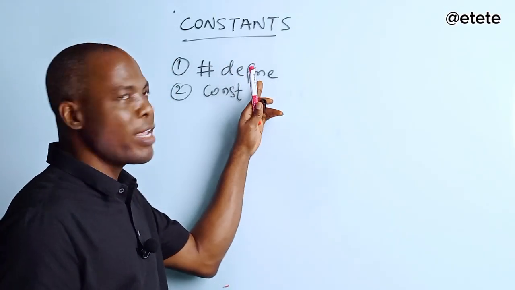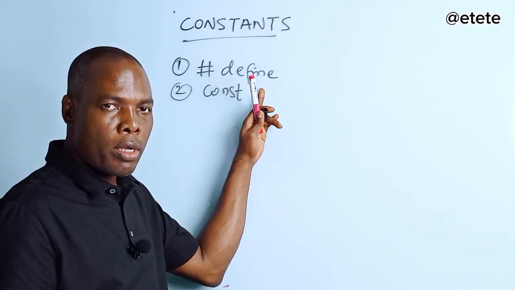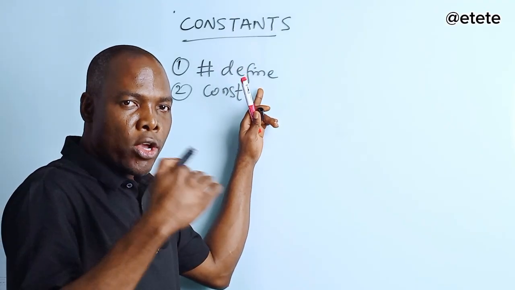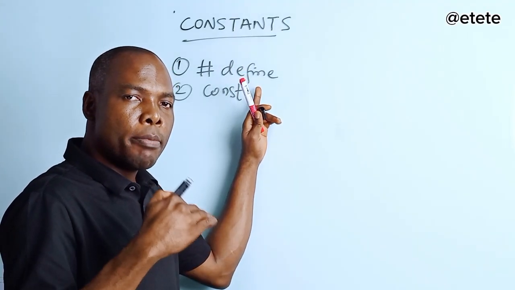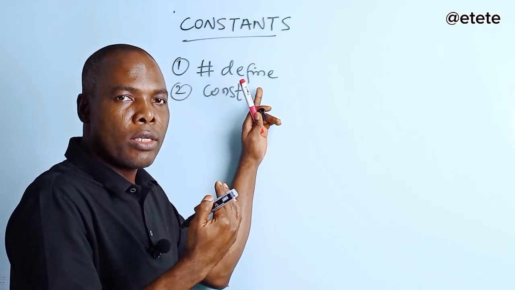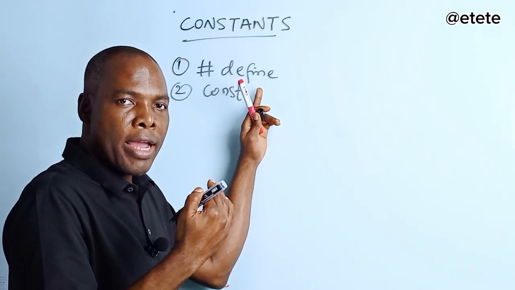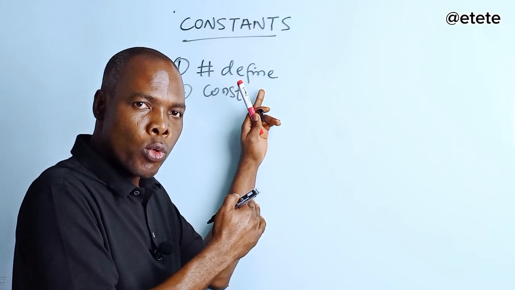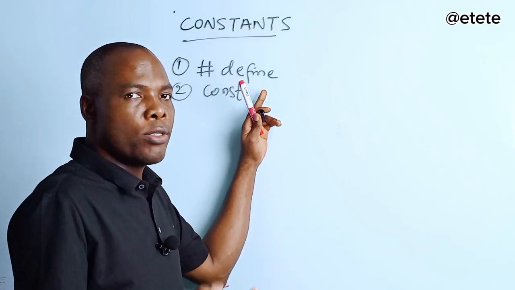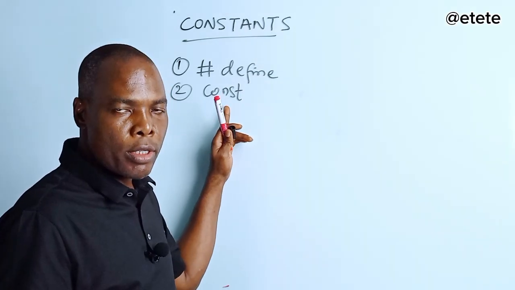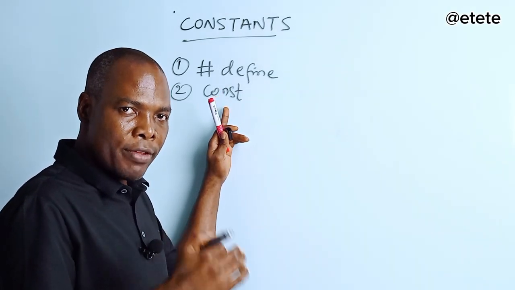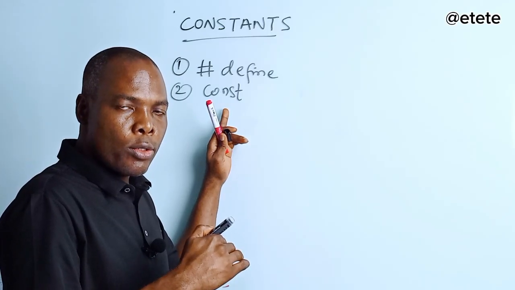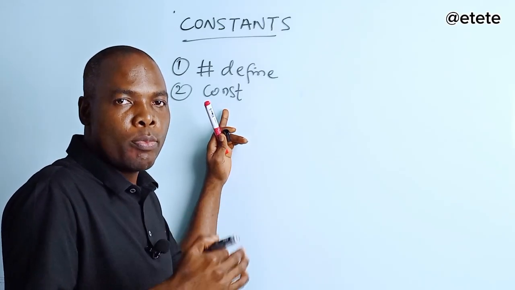Now, the define keyword is a preprocessor directive. When you declare a constant using define, the preprocessor will replace all the values, right, with the name that you have given. So this is like a macro before passing it to the compiler. While if you use const, it means you are declaring a variable and then you are making that variable constant. So a constant is actually the opposite of a variable.